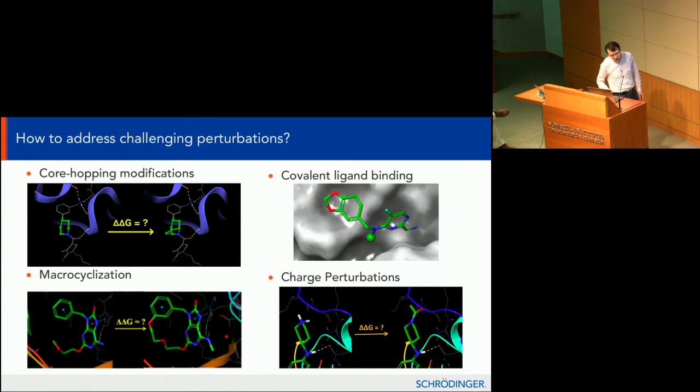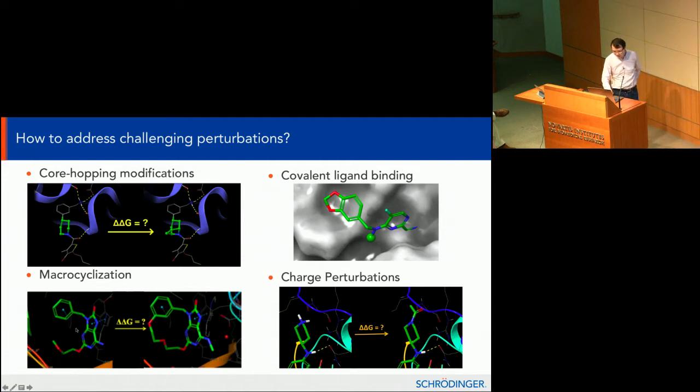For example, if the core of the molecule has certain Ames toxicity issue, then they want to do a scan for core hopping, for example, to change the size of a ring, or to introduce additional rings in the core of the molecule. So how do you calculate binding affinity for core hopping modifications?